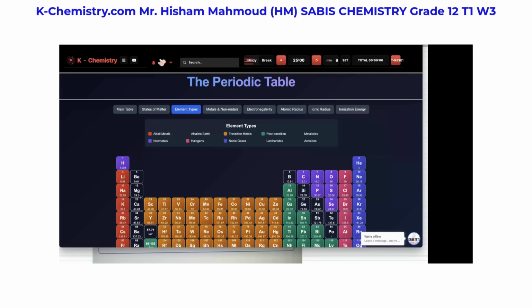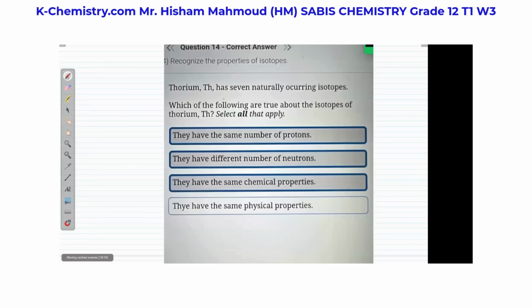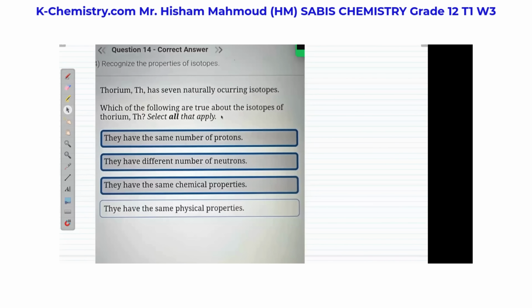The last question before our break is question number 14, and that's luckily an easy question. It says, thorium has 7 naturally occurring isotopes. Which of the following are true about the isotopes? I can answer this if I am in grade 1. They have the same number of protons. They have a different number of neutrons. They have the same chemical properties because they have the same number of electrons. They have the same physical properties. Who said that? Nobody said that.